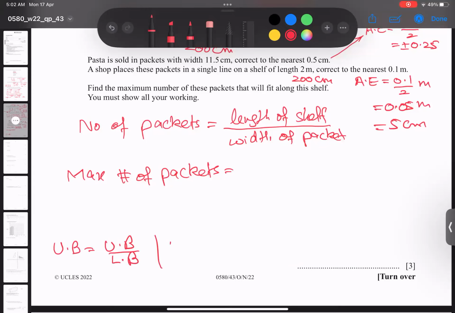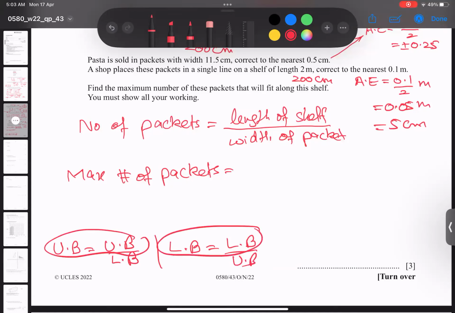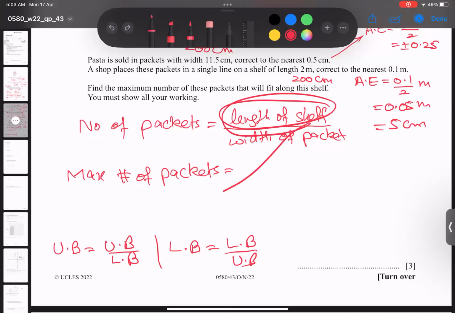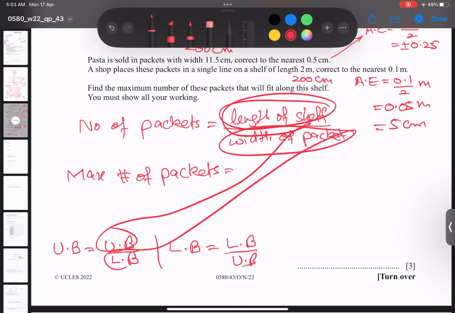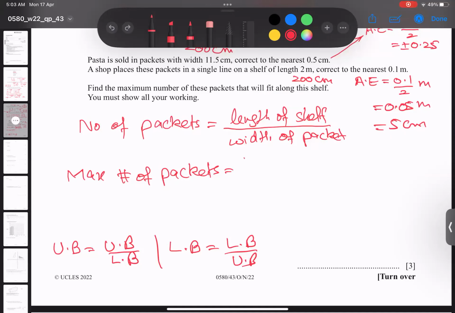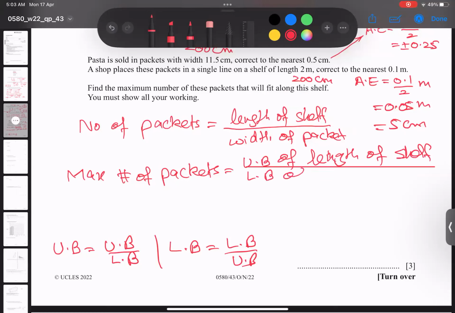In the same way, if we're looking for the lower bound, then what formula? Lower bound divided by upper bound. So basically the numerator always matches, and the denominator is always opposite. I hope you got the point. There's a fixed formula. So it means length of shelf should be the upper bound and width of packet should be the lower bound. So I'm writing here: upper bound of length of shelf divided by lower bound of width of packet.